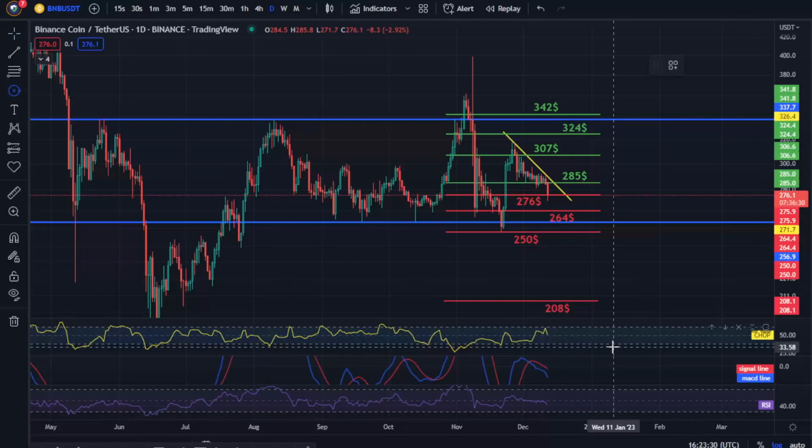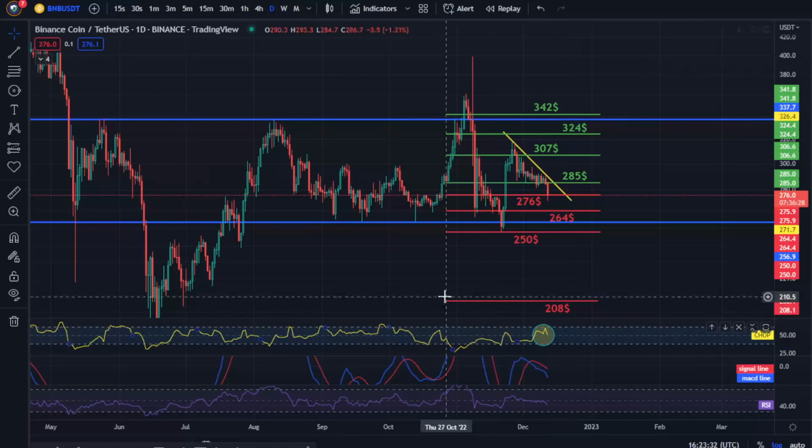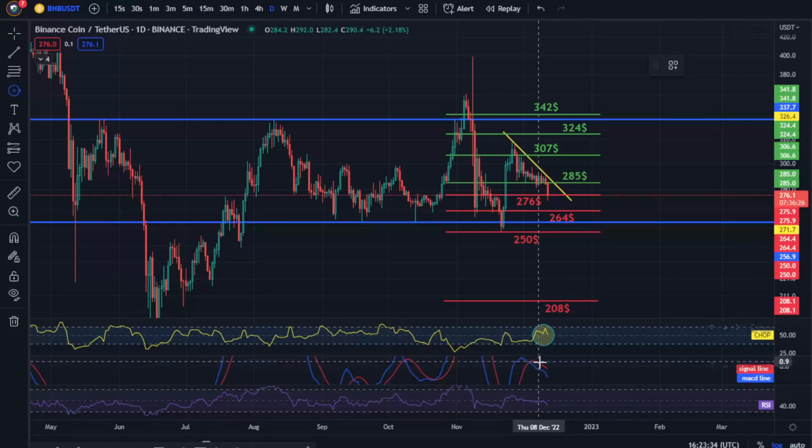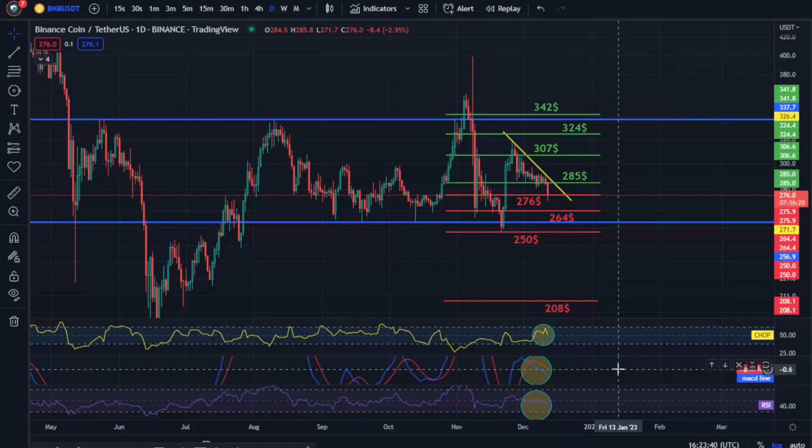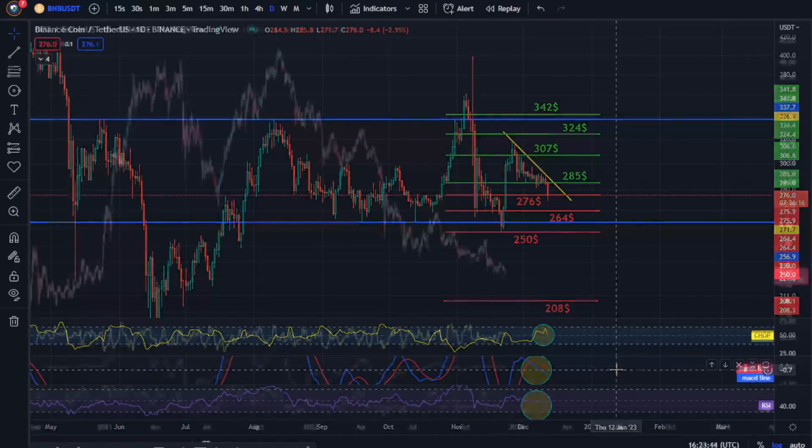Now take a look at the CHOP index, which indicates we still have a lot of energy for the next move. The MACD indicator indicates that we are in a downtrend, while the RSI shows that we are below halfway, but that does not mean we will not see a major price correction.